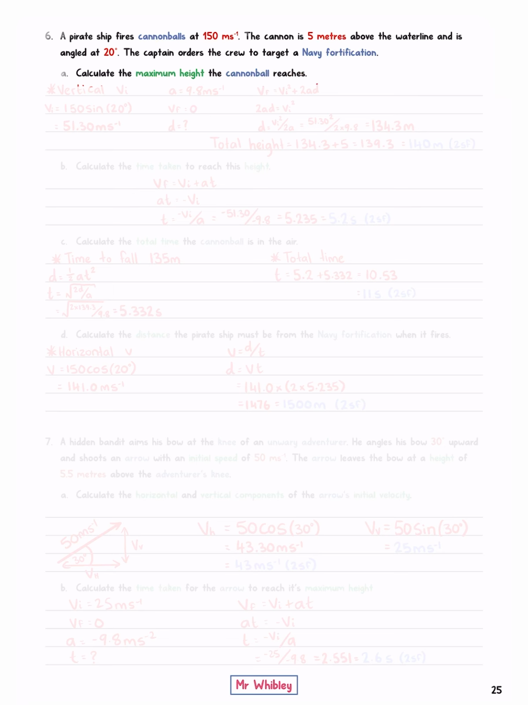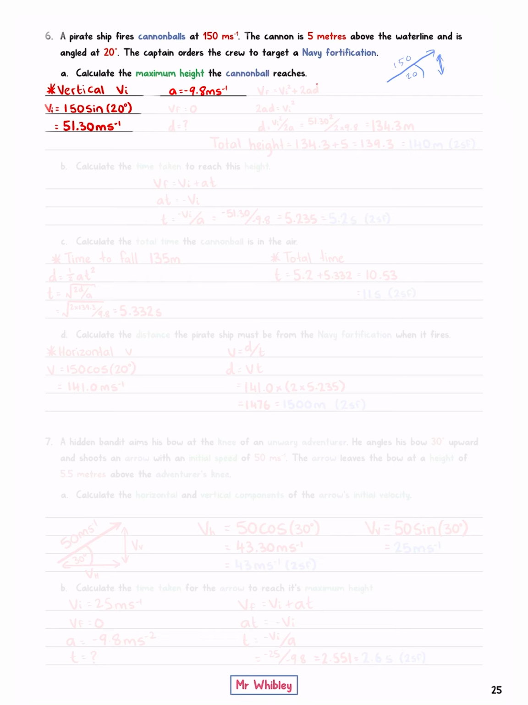First of all, we need to find the vertical initial velocity, which if we imagine the cannon angled above the waterline at an angle of 20 degrees, this will also be the angle of our 150 velocity, and so the vertical component is this one here, which is the opposite side of our triangle. So we need to use sine 20 to find that, which gives me 51.30 meters per second.